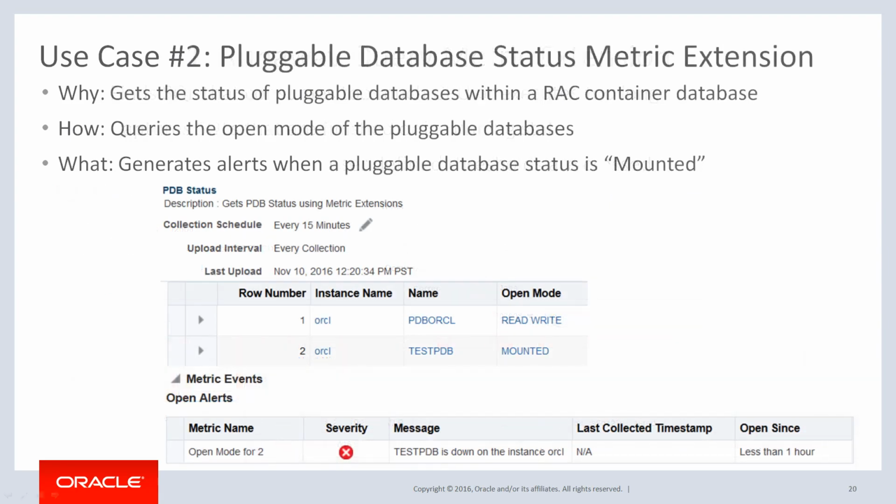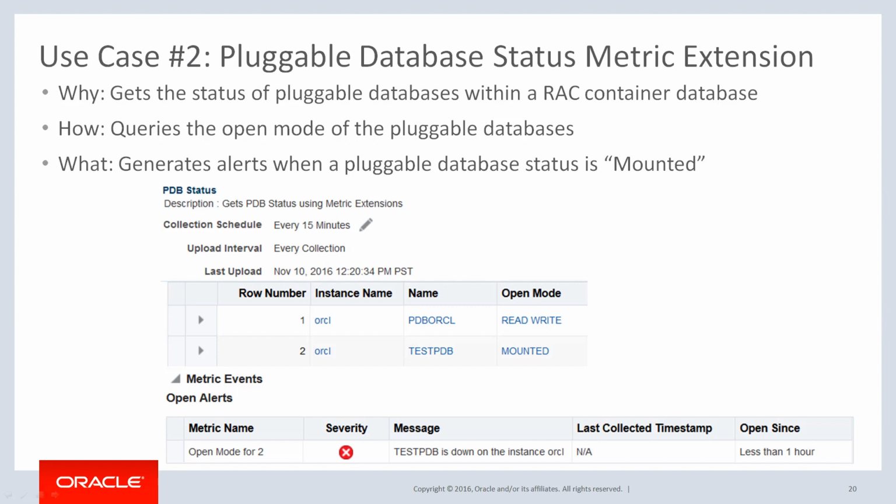The second use case is a pluggable database status metric extension. In a multi-tenant environment, when a pluggable database goes down, the open mode is changed from read-write to mounted. This metric extension runs a SQL query on the container database to get the status of the pluggable database. When a pluggable database goes down, its status changes to mounted.